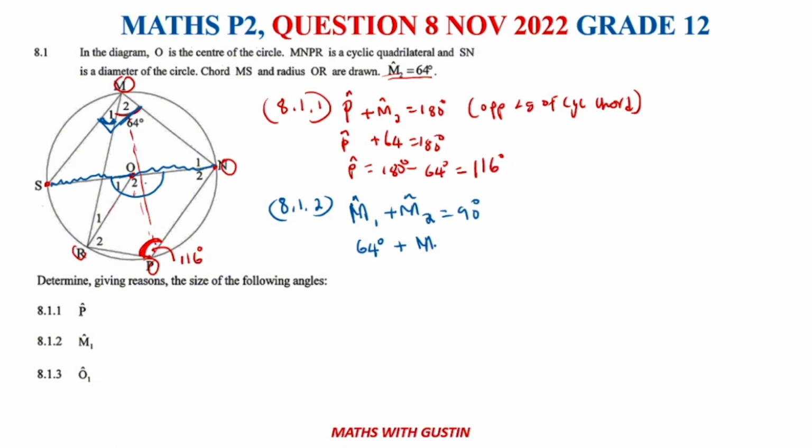Okay, we have got M2 rather, so we are still looking for M1 here. Sorry about that, guys, but I think you get the drift. The only thing we need to do here is solve this using algebra. 64 M1, 90 minus 64 should give us, I'm getting 26 here.